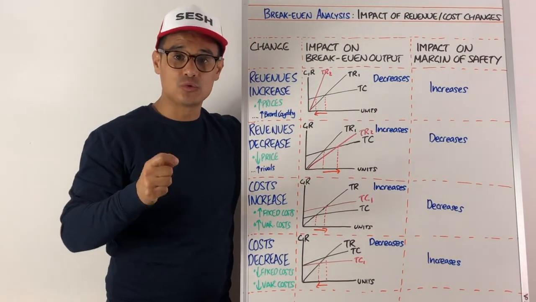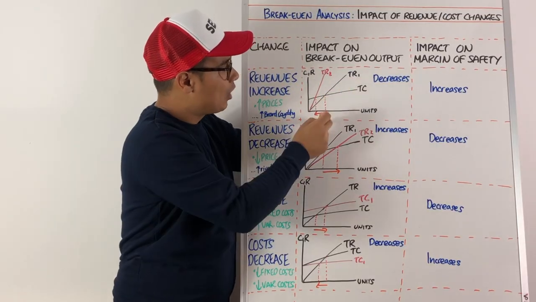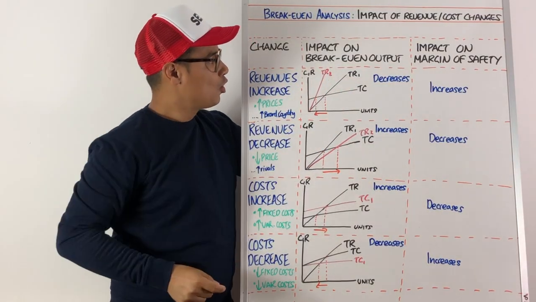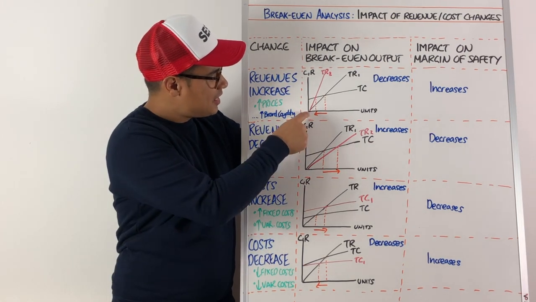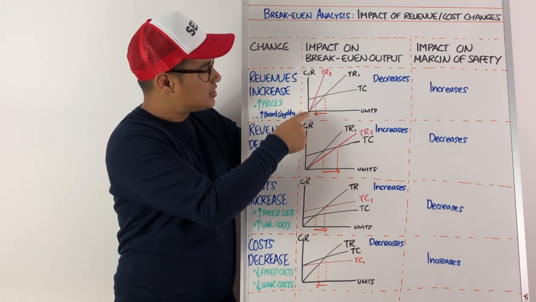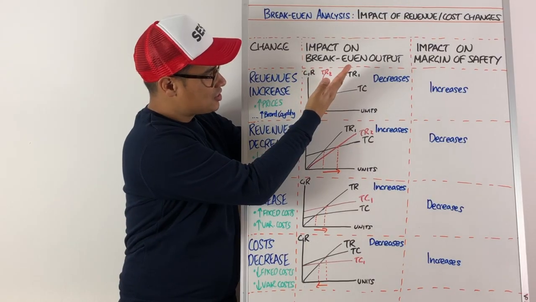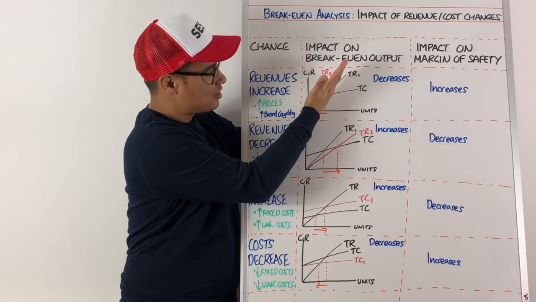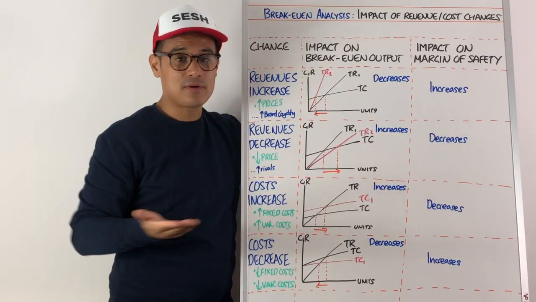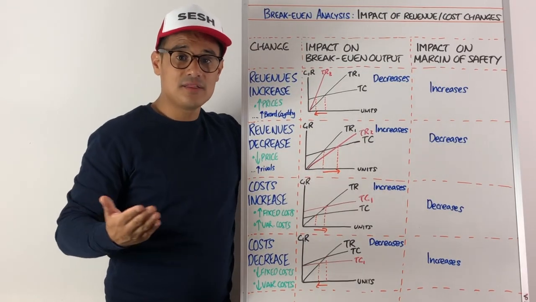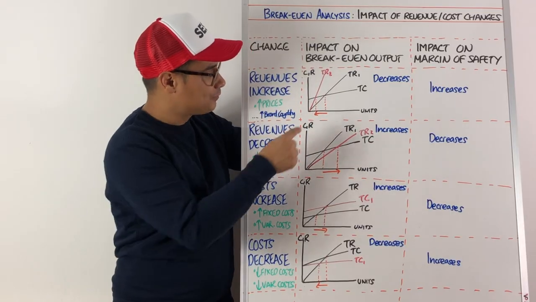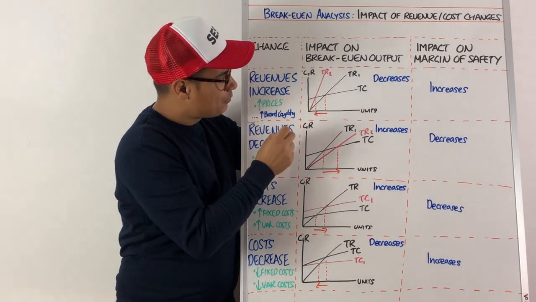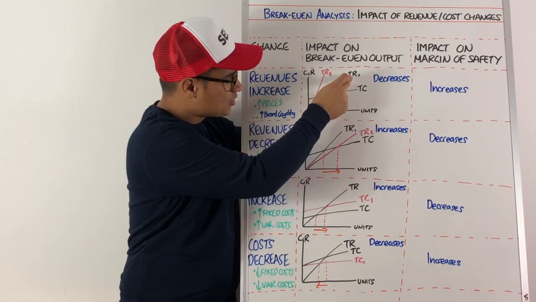I've put two total revenue curves here, TR1, the original, and TR2, what happens when those prices increase. And you can see that the impact of revenues increasing is that effectively the total revenue curve will pivot slightly to the left. It gets steeper, basically. And if it gets steeper, this means that the break-even output is going to be less, which is a good thing. And you can see here that the break-even output is where total costs intersects with total revenue.